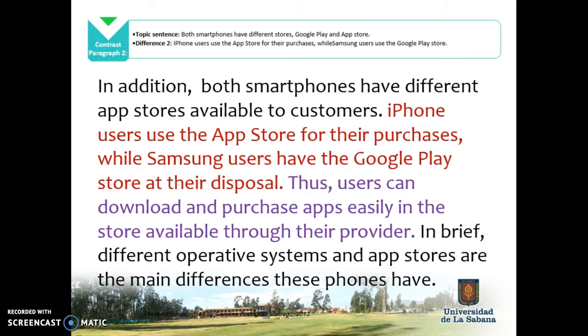In the second paragraph, the supporting sentences are 2. The first one just develops the topic sentence and the second one provides an example. iPhone users use the App Store for their purchases, while Samsung users have the Google Play Store at their disposal. Thus, users can download and purchase apps easily in the store available through their provider.